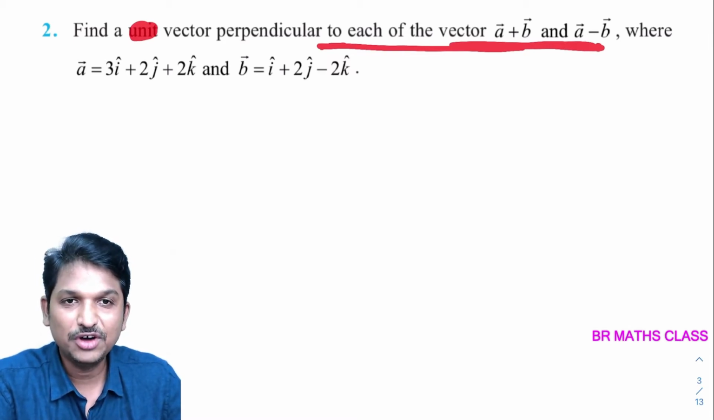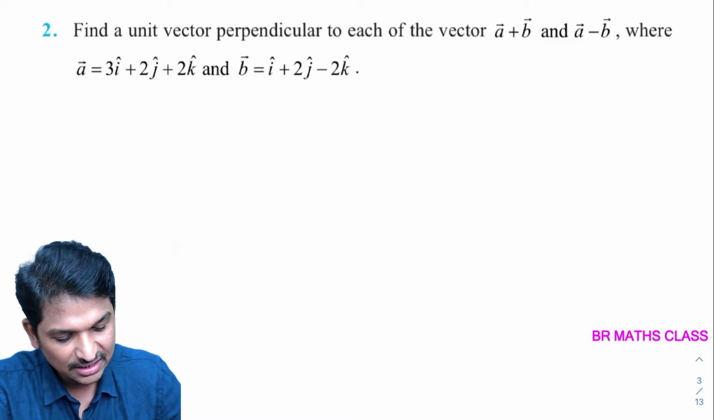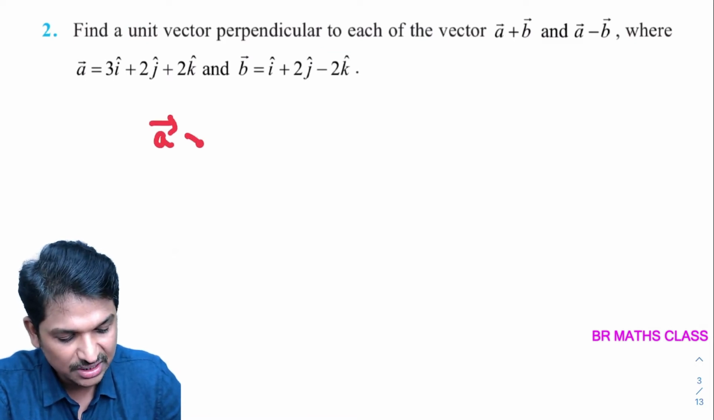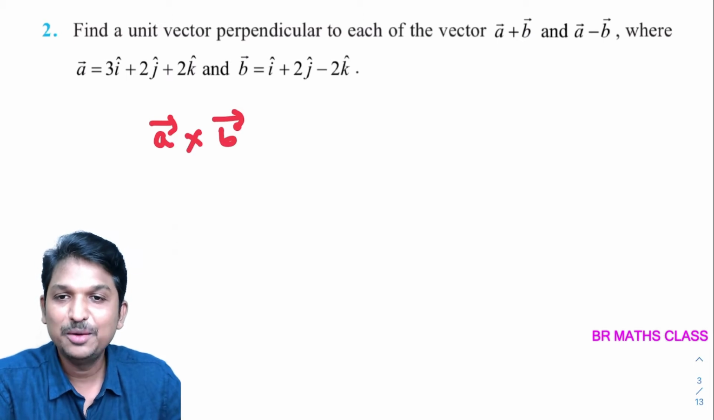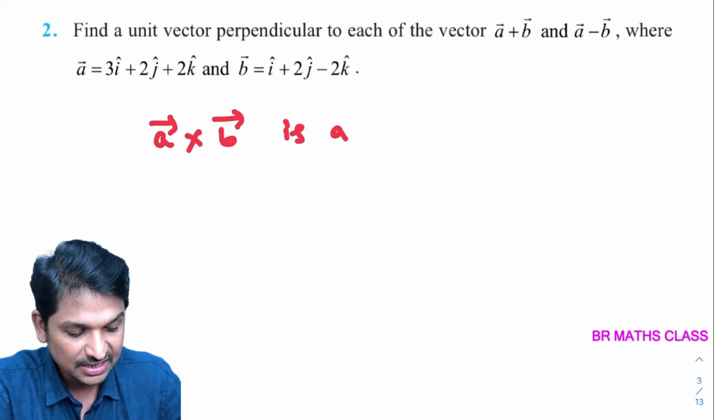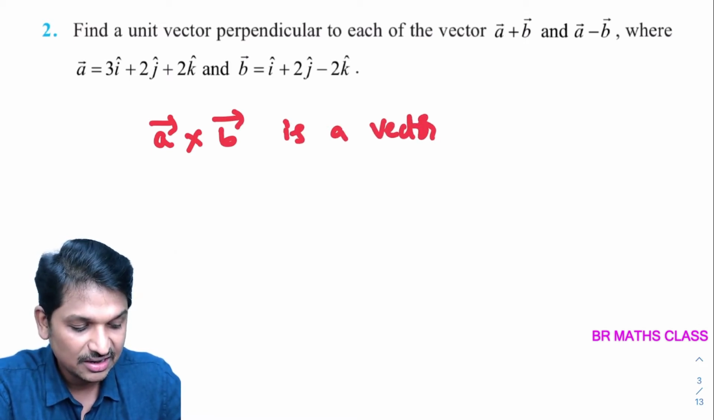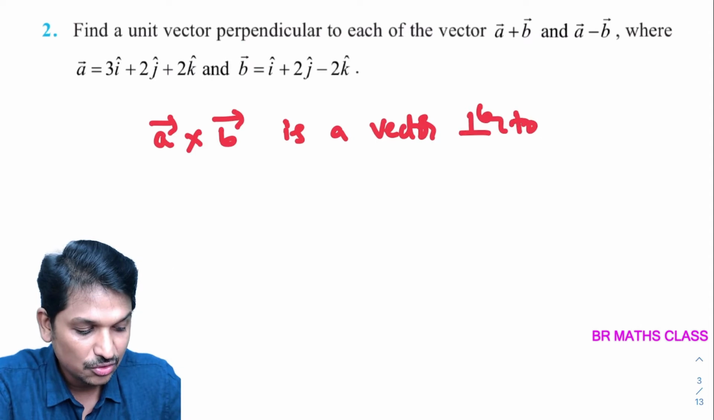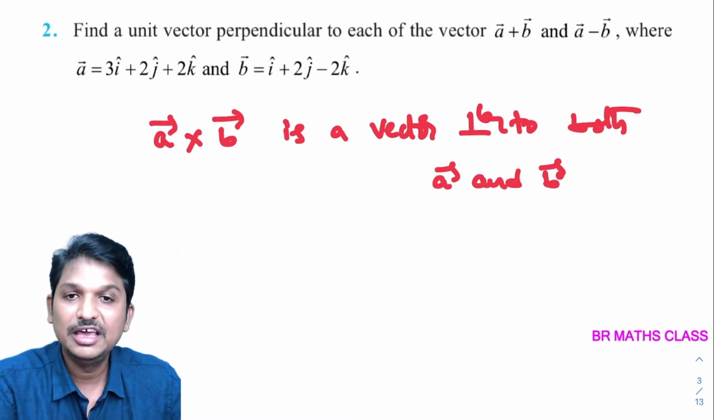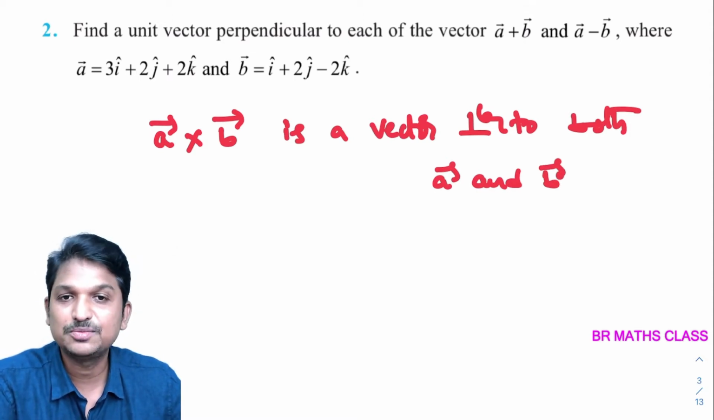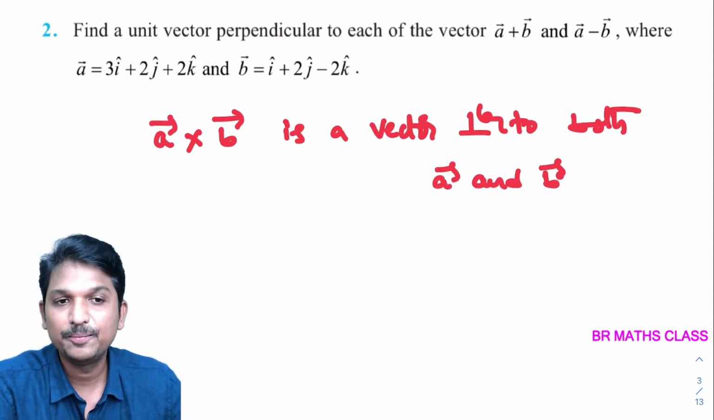We learned 14 formulas now. In that, what is this a bar cross b bar? What is a bar cross b bar? A bar cross b bar is a vector, correct? Which is perpendicular to, yes, it is a vector perpendicular to what? Perpendicular to both a bar and b bar, right? A bar cross b bar is a vector which is perpendicular to both a bar and b bar.